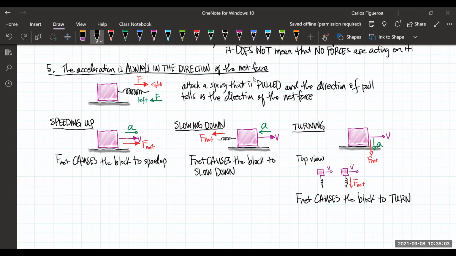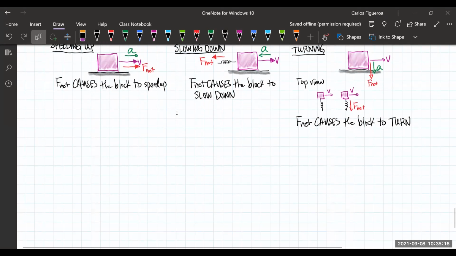The direction of the net force is the direction of acceleration. Okay. So that concludes Newton's second law. And this is a law that we will continue to use throughout the semester.